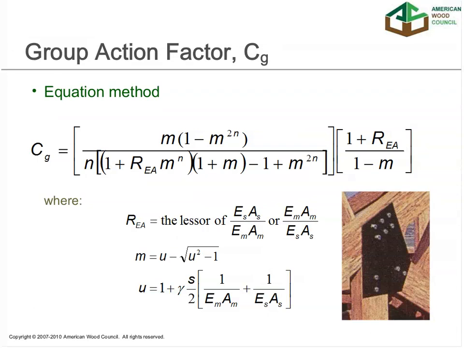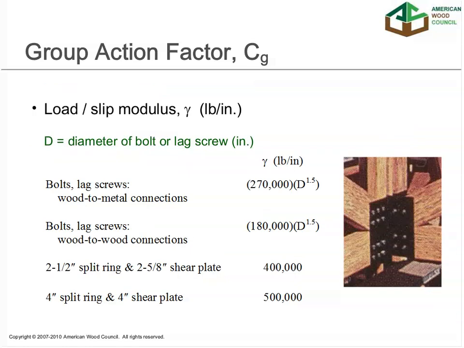So I mentioned that the tabulated values are there, but if you like complicated equations, which I believe this is one of the most complicated that we have in the NDS, or you don't want to extrapolate beyond the tabulated values, this equation exists and allows you to calculate the group action factor per the NDS. And we'll work through a quick example here and look at tabulated values as well. But basically, the equation incorporates a load slip modulus for various types of fasteners. For bolts and lag screws in a wood to metal connection, you see there is one load slip equation. For bolts and lag screws in a wood to wood connection, there's a different load slip curve that's represented by this equation. And then for split rings and shear plates, values as well for that load slip term.